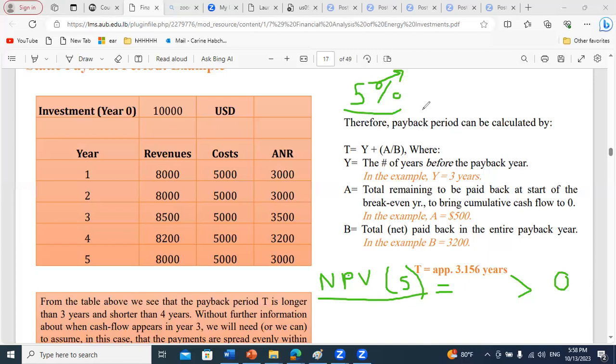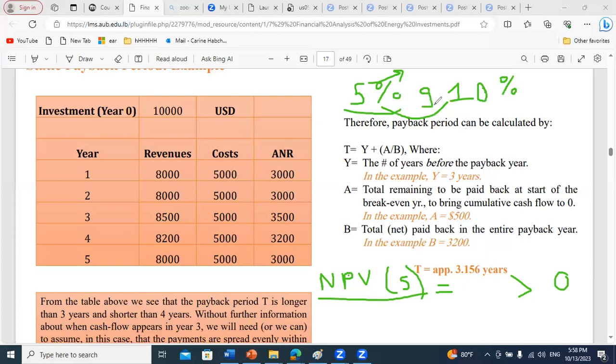So I keep increasing. I can try, for example, 10% at 5 years. If I get at 10% a negative result, I can be sure that the internal rate of return is between 5 and 10. So I keep reducing my interval until reaching an answer. For example, we can do it here as an example. So let's say we try, for example, 9%.